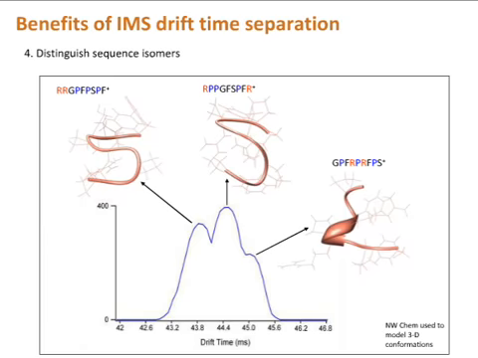Another benefit we've seen with IMS, and George touched on this quite a bit, is that you can distinguish sequence isomers. If we had a 9 amino acid peptide and you scrambled its amino acids, you can actually see the difference in the isomers. In this case, we got one with a smaller structure, one with an S-shaped structure that elongated a little bit, and then another one that's just starting to form an alpha helix. So we saw a nice separation in these isomers.